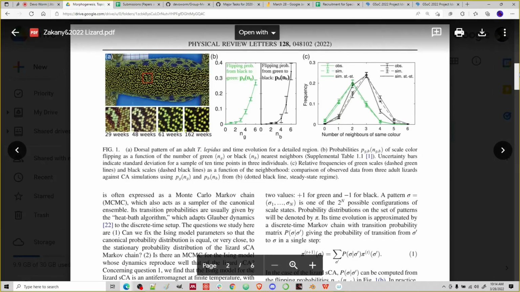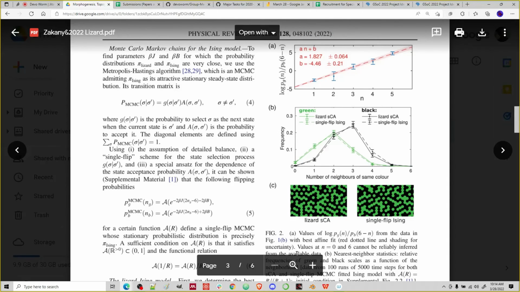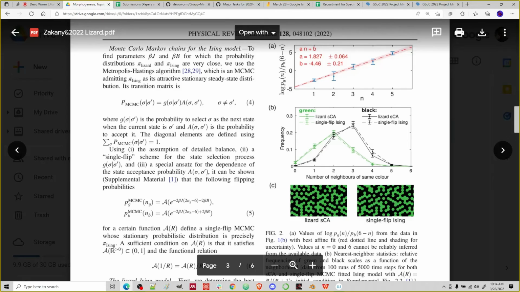Let me see if they have any other images that might be informative. Well, this is just where they show the simulation here. So this is where they show the hexagons, but this is the stochastic cellular automata, and then they show the single flip Ising, which is actually another model for this.